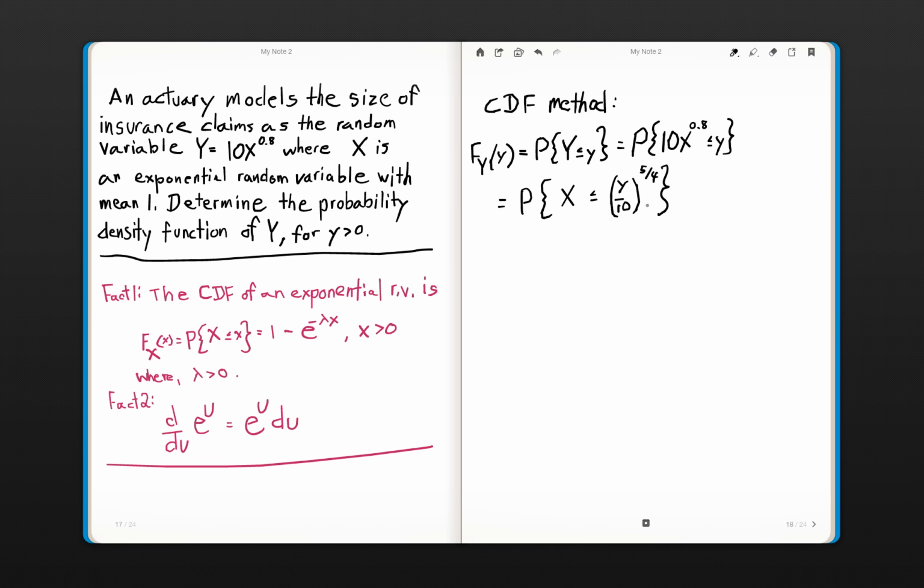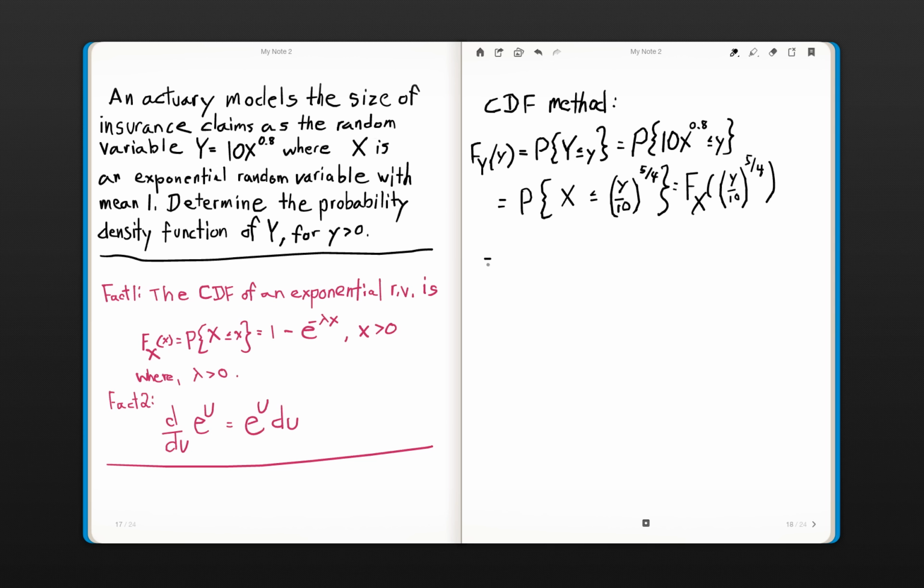So let's review a little algebra here. We divide by 10 on both sides. The exponent on x is 0.8, so to isolate x and just solve for x, we have to find the inverse of 0.8. That's the same as the inverse of 4/5, so we just raise this side to the power of 5/4, just like that. And so this is good because now we have expressed the cumulative distribution function of Y as the cumulative distribution function of X evaluated at this point here. So this is just equal to big F of x evaluated at y over 10 to the 5/4 power.